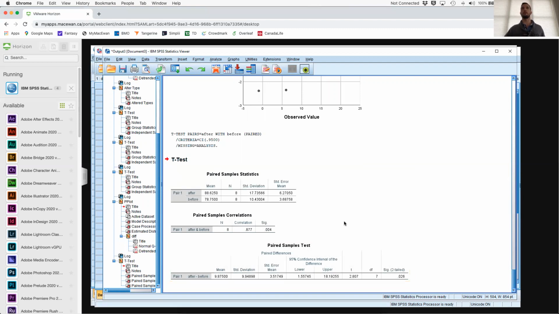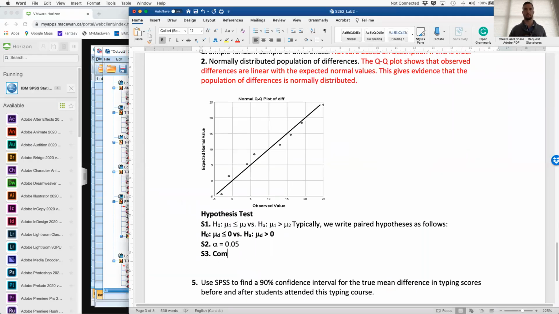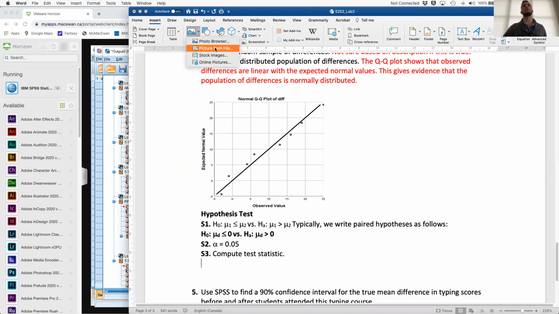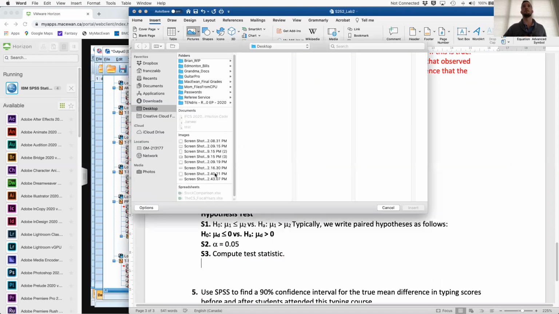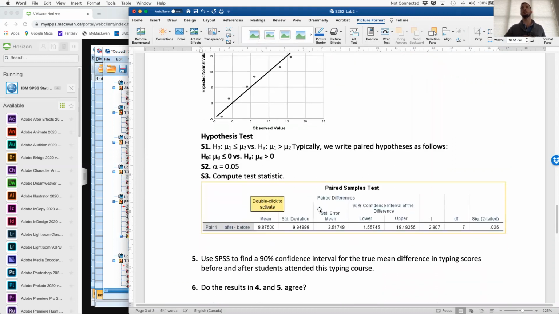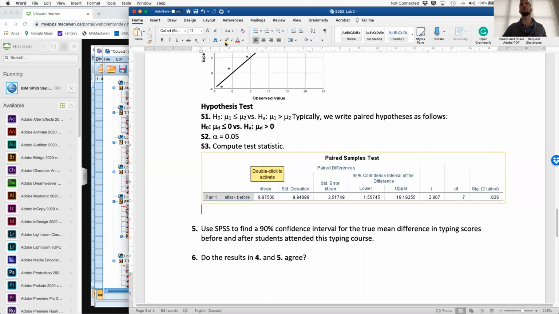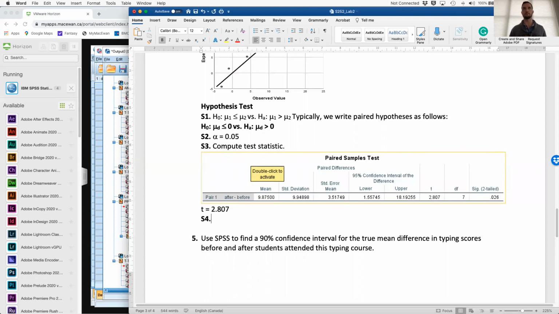Okay, so here's our paired sample output. So we're going to insert pictures from file. Okay, and then here is our paired sample output. All right, now, just like before, everything else pretty much falls out from what we've already studied. So we can see that t is equal to 2.807 based off the output. On step 4, our p-value is going to be 0.026 over 2, which is 0.013.